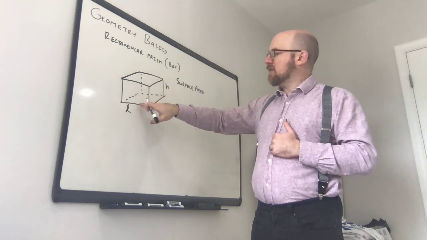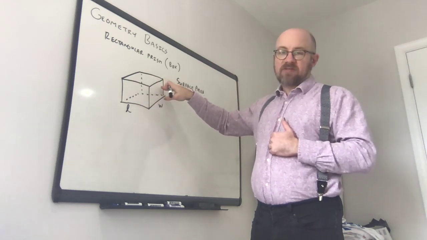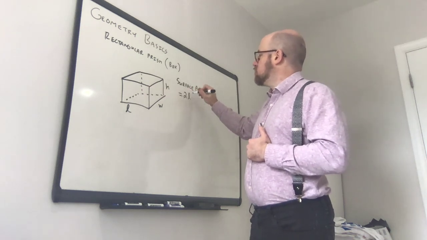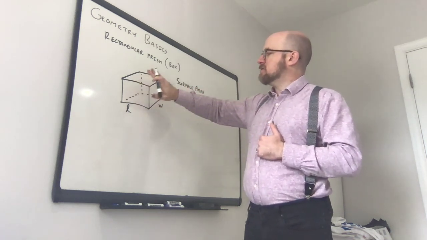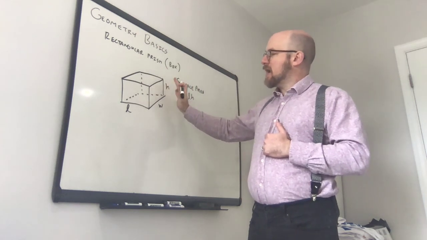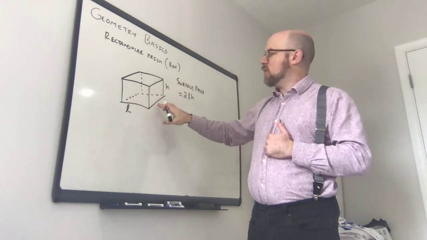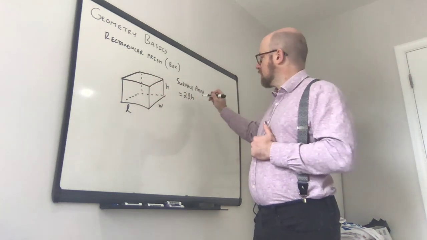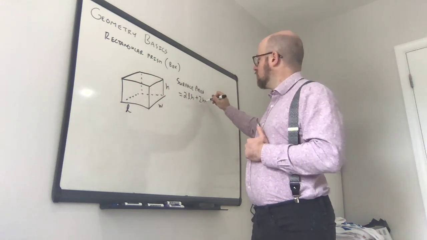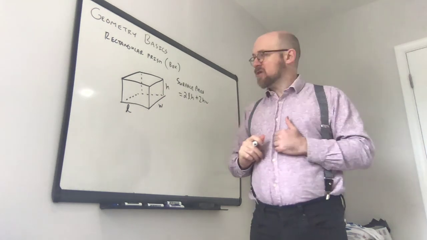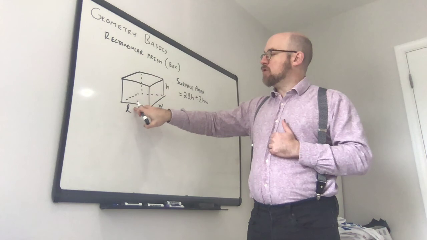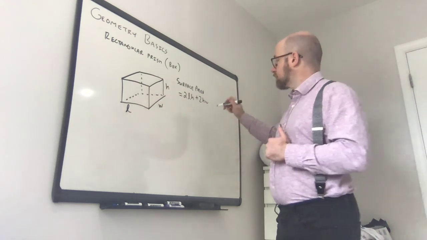So you've got a length times height in the front, a length times height in the back. So you're going to have 2 length times height for the front and the back. On the side, you're going to have height times width for this side and also for this side. So you're going to have 2 times height times width. And then you're also going to have the top and the bottom, which both have area length times width.